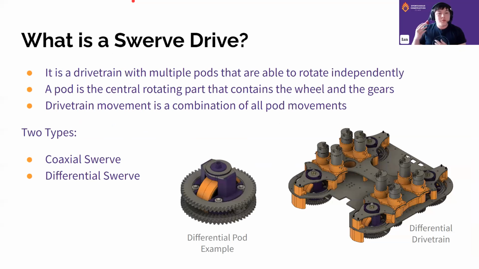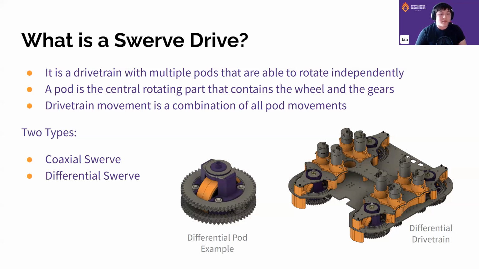Now let's move into what is a Swerve drive. Simply, it is a drivetrain that has multiple pods that are able to rotate independently of each other. And a pod is the central rotating part that contains the wheels and all the gears necessary to rotate and move that wheel. And the total movement of the drivetrain is a combination of all the pods' rotations and powers when it's running. And there are two main types of Swerve drives, coaxial and differential.